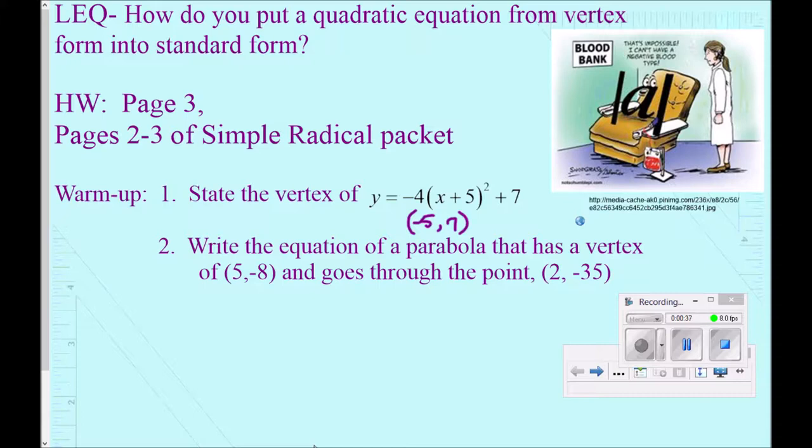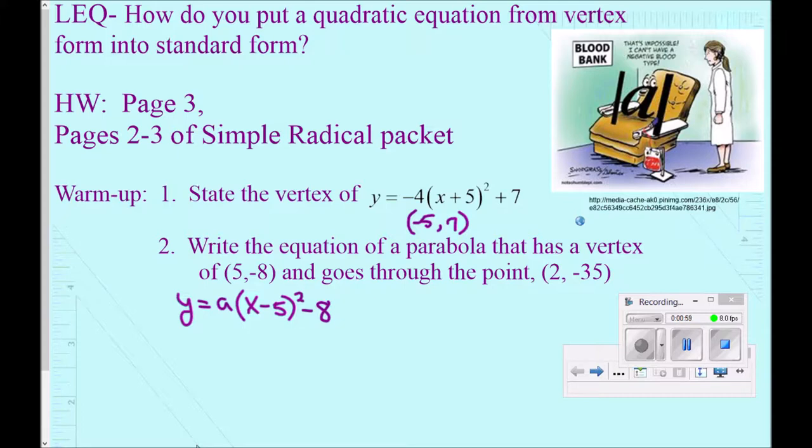The equation of the parabola that has a vertex of 5, -8. So 5, -8 means we write y equals a times parentheses x, positive 5 means 5 to the right, so x minus 5, the quantity squared. And then -8 means down 8, so subtract 8.